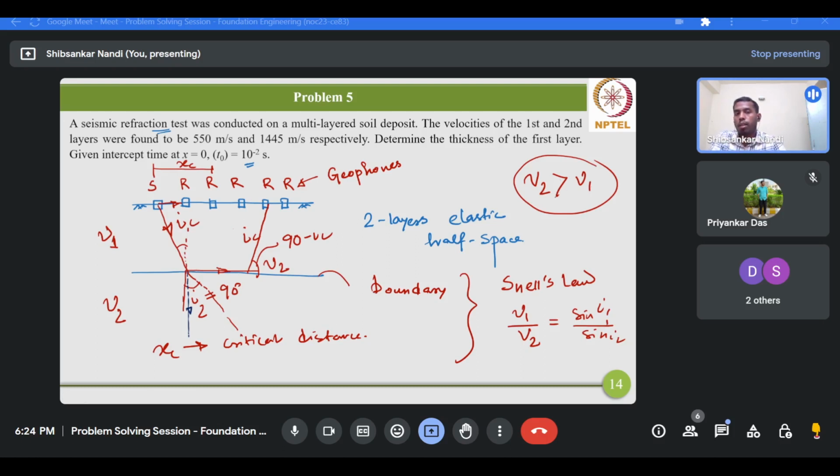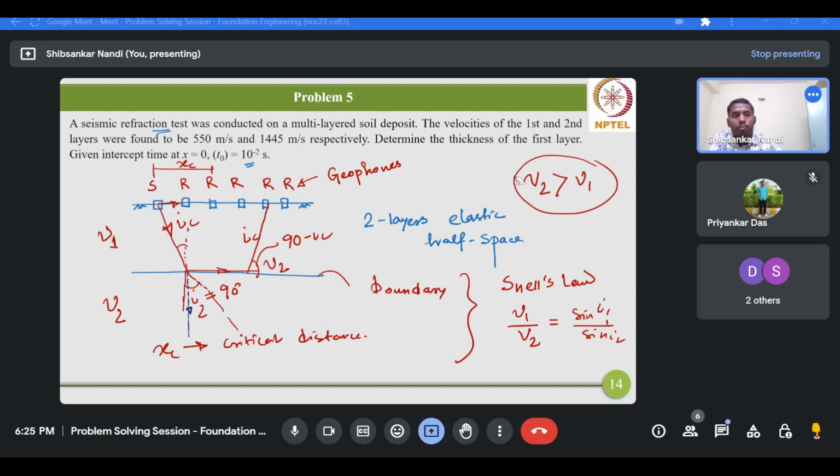This test is suitable only when the velocity is increasing in the downward direction. That means the lower layer should have a higher velocity as compared to the upper layer, and it is quite obvious in natural geological formations. As you go downward, you will have more density, so therefore you will have more velocity.